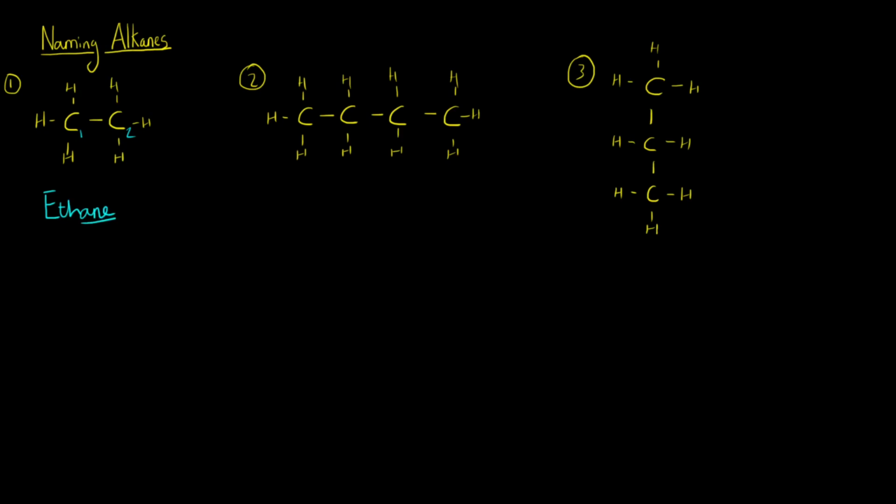Well, there's a number of ways we can do it. Quite simply, we can look at the type of bonds that this molecule has. It's only got single bonds, so it's a saturated molecule, so it should be an alkane. There's no double bonds here, it's only single bonds. That's a kind of quick and simple way to determine it.